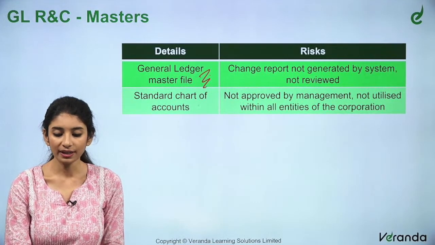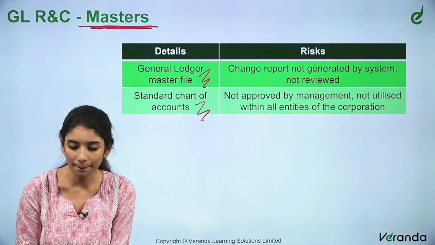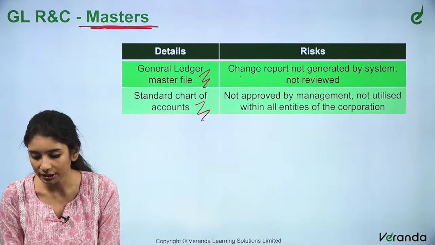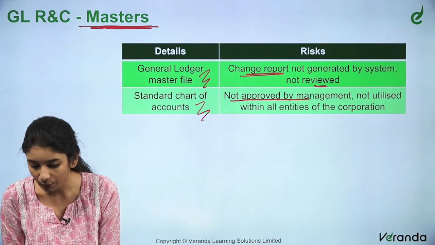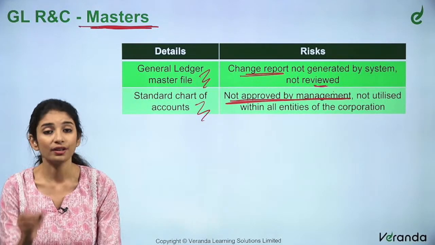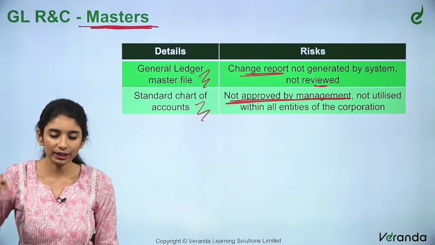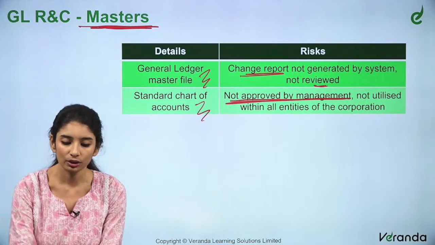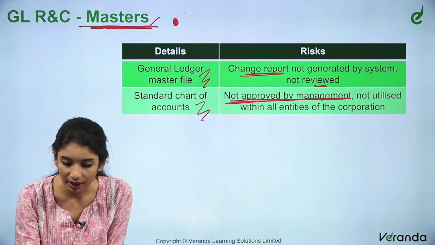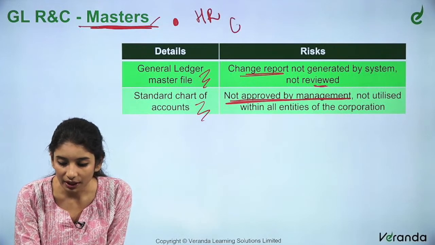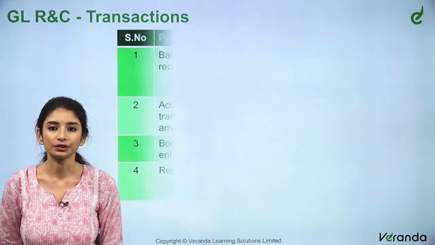General ledger master file and standard chart of accounts. So GL risks and controls relating to masters. Change report not generated by the system or not reviewed. Standard chart of accounts not approved by the management. Standard chart of accounts, where all the ledgers are given for your P&L and balance sheet, not approved by the management. Now this is relating to masters. Please note that this masters is different. Like how HR master is different, general ledger master is also different.